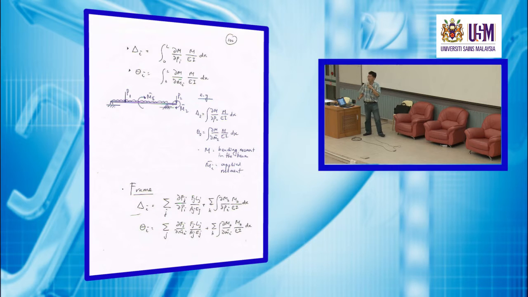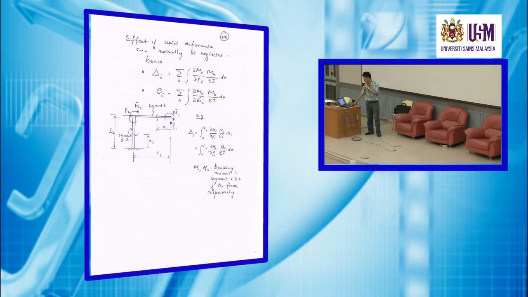Frame, finally frame. Frame is a combination of two parts. This is similar to the thrust part. This is similar to the beam part. To find theta, always differentiate with respect to applied moment. To find displacement, delta, always differentiate with respect to the force.